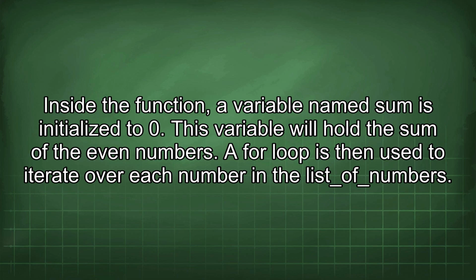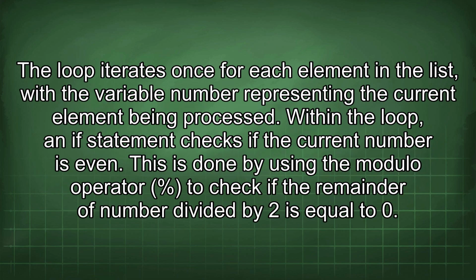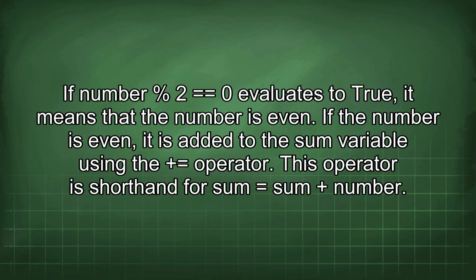A for loop is then used to iterate over each number in list_of_numbers. The loop iterates once for each element in the list, with the variable number representing the current element being processed. Within the loop, an if statement checks if the current number is even. This is done by using the modulo operator % to check if the remainder of number divided by 2 is equal to 0. If number % 2 == 0 evaluates to true, it means that the number is even.